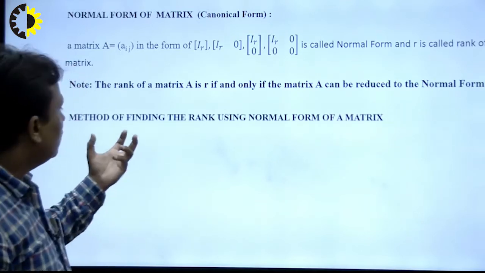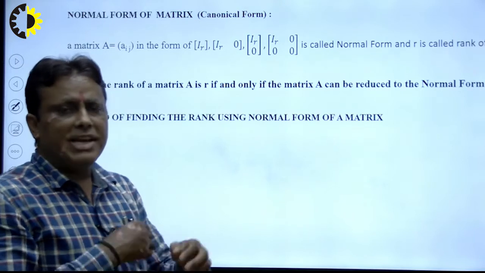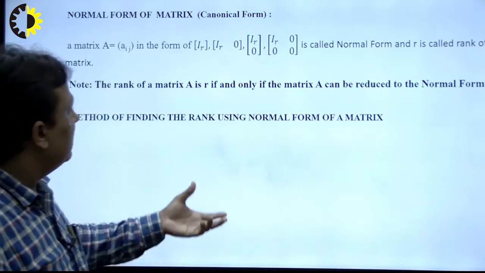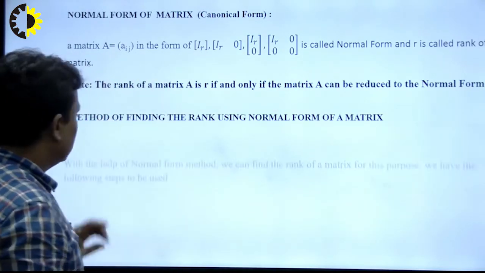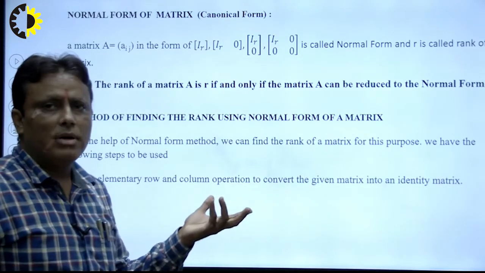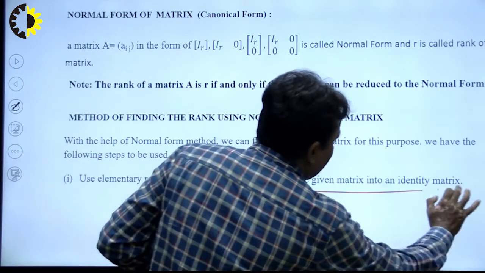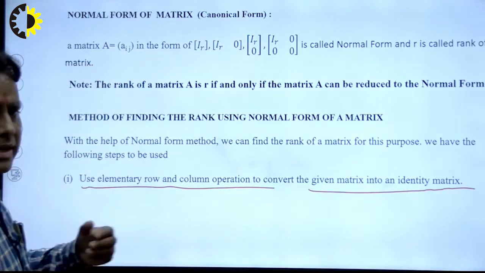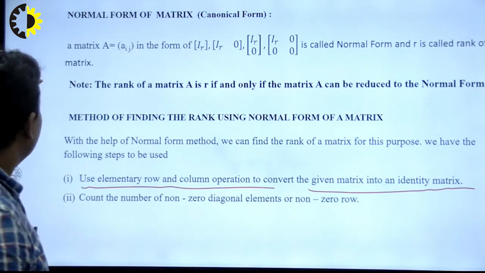Method to find the rank by using the normal method. First of all we create an identity matrix by using row and column operations, and then find any one of them and declare the rank of the matrix. So first of all I calculate the matrix with the help of row and column operations. I write here the given matrix into an identity matrix by using row and column operations. So we get the information and declare the rank of the matrix.